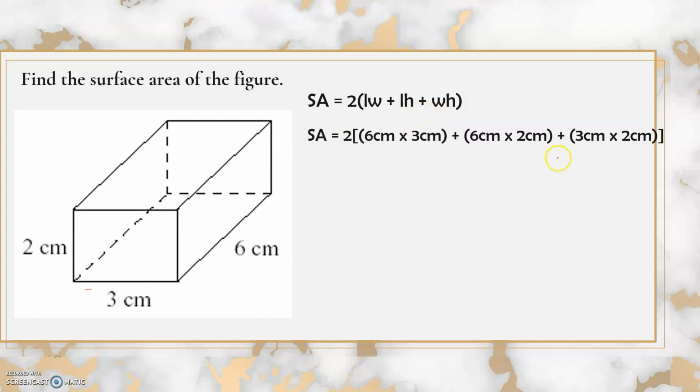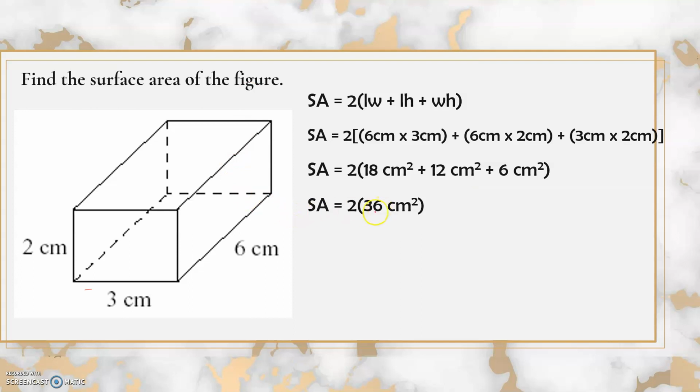First, we have here a rectangular prism with dimensions 2 centimeters, 3 centimeters, and 6 centimeters. This is the height, the width, and the length. Using our formula for the surface area of a rectangular prism, which is 2 times the sum of length times width, length times height, and width times height, we'll have this equation here. Performing the operations correctly will give us 2 times the sum of 18 square centimeters, 12 square centimeters, and 6 square centimeters, which is equal to 2 times 36 square centimeters. And that will give us the surface area of this rectangular prism, which is equal to 72 square centimeters.